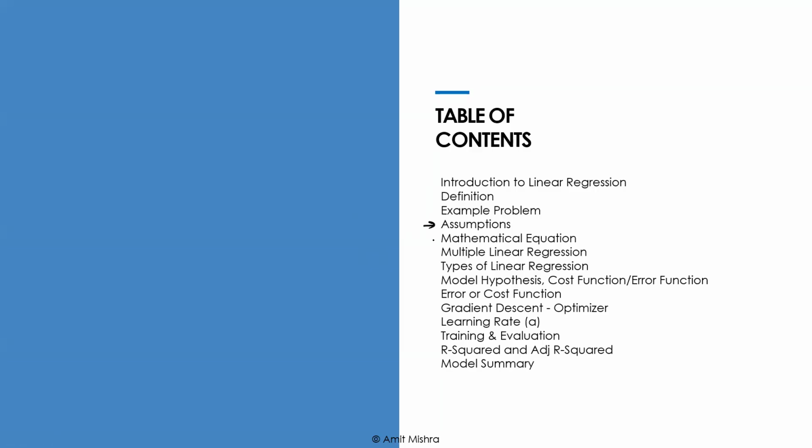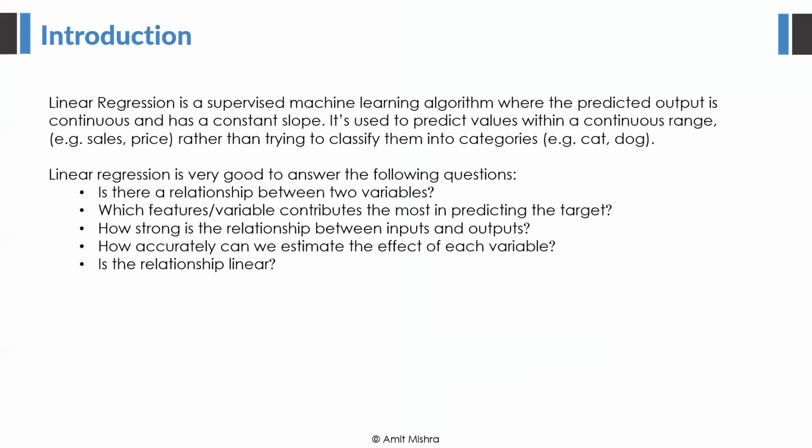Then we'll be creating a mathematical equation, multiple linear regression. There are different types of linear regression model which are available, so we'll also talk about that. Model hypothesis equation, error function, cost function, etc. We'll discuss gradient descent, model optimizer, and how we train the model, training and its evaluation metric, followed by a very important term called R squared value, adjusted R squared value. These are the things which we'll be able to identify. So first, let's start with the introduction part.